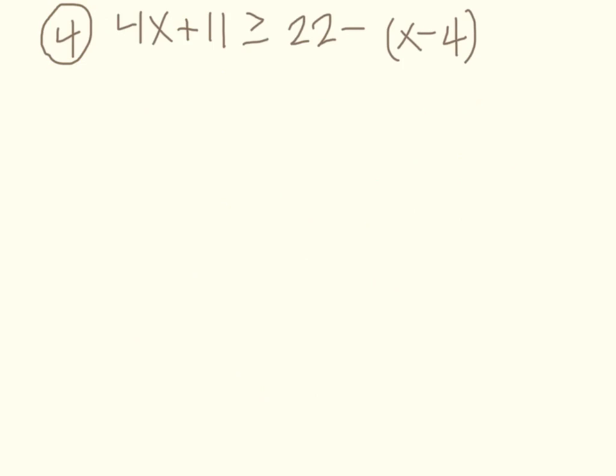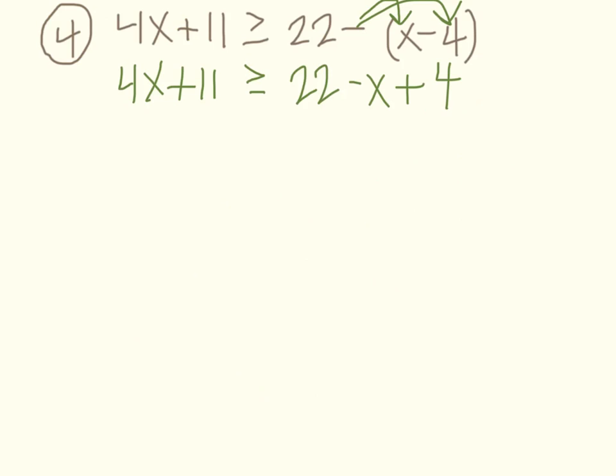Here's another example of solving an inequality. So first I need to use order of operations. So let's go ahead and simplify this. So I have 4x plus 11 is greater than or equal to 22. And this negative distributes, so it's negative x, and then a negative becomes a positive 4. So now if I simplify this, I have 4x plus 11 is greater than or equal to 22 plus 4, which is 26, minus x.